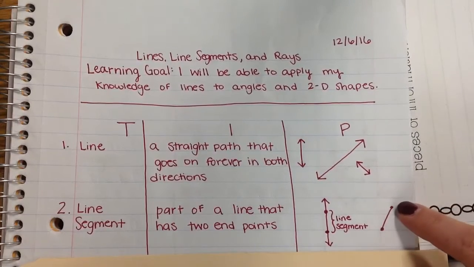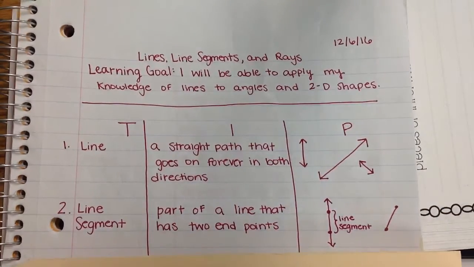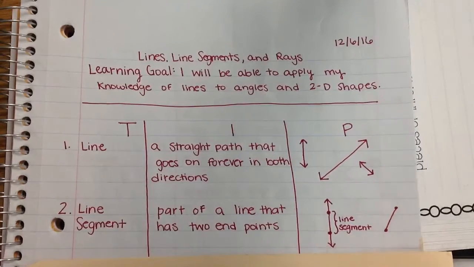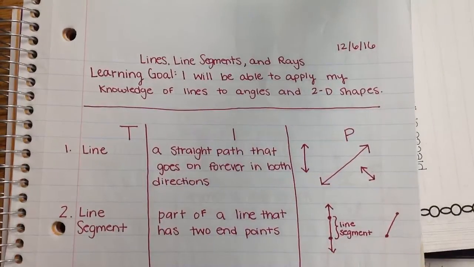It has 2 endpoints. And lines and line segments are going to become important when we start looking at 2D shapes, because 2D shapes are made up of different line segments. Pause your video and press play when you're ready to begin again.